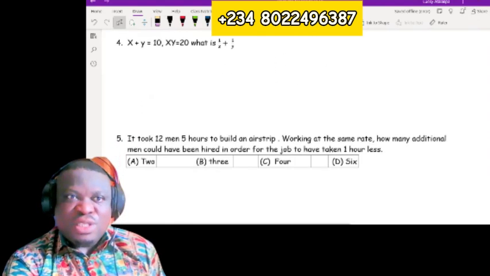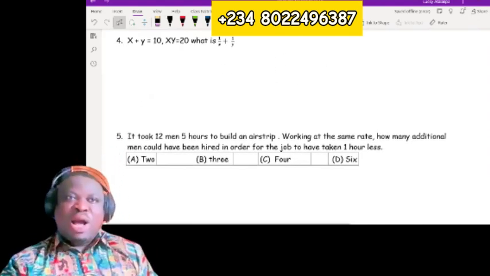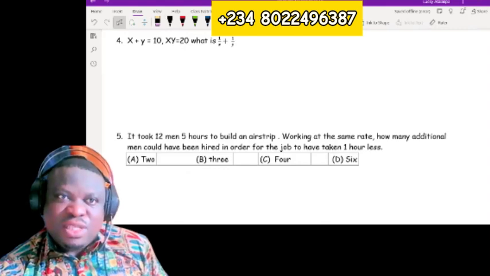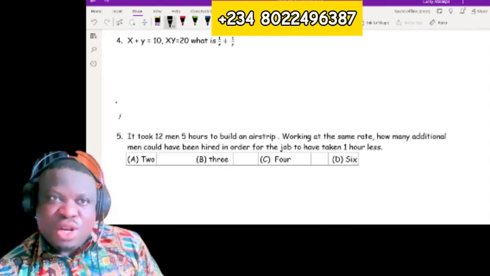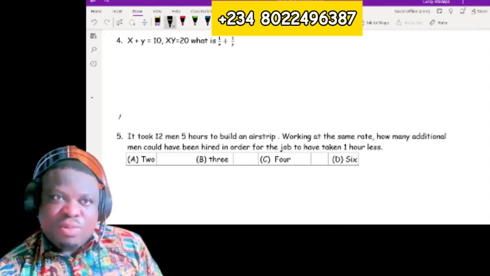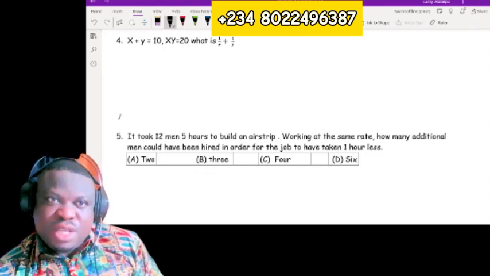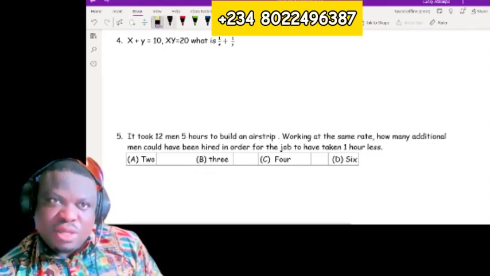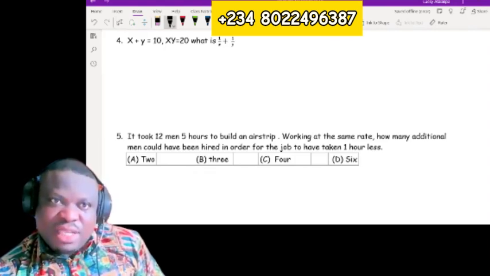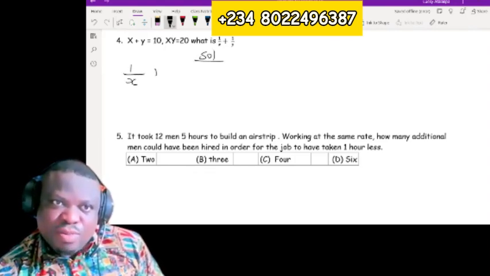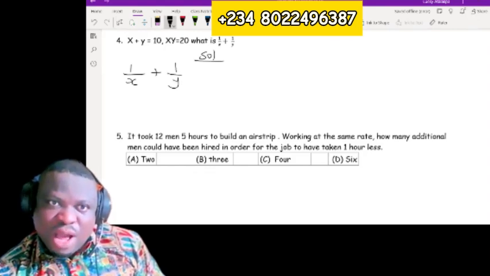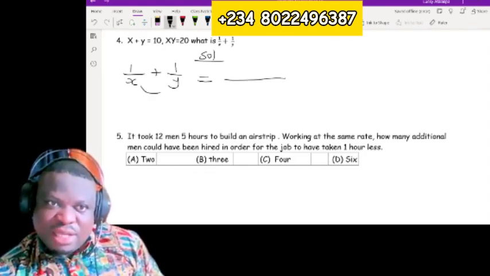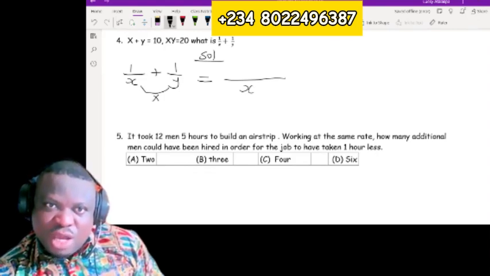The fourth question says, x plus y equals 10. Good. So let's interpret. x plus y equals 10 and xy is 20. So let's write out our question. You have 1 over x plus 1 over y. Now, this is the way to go about this. Just multiply x times y. That will be xy.